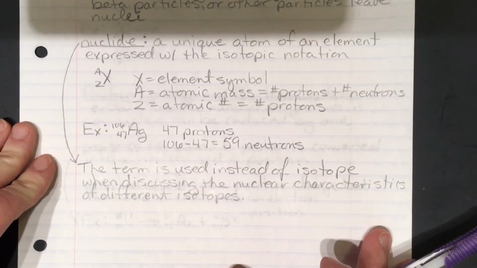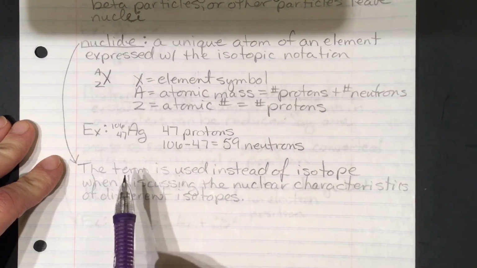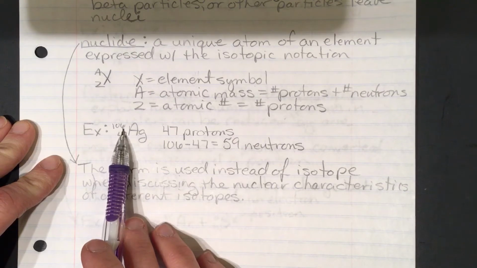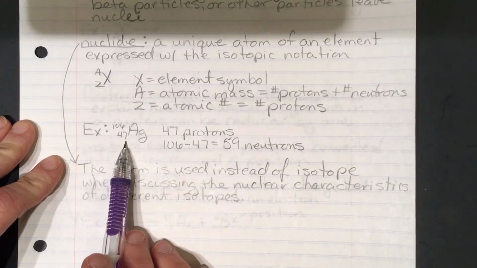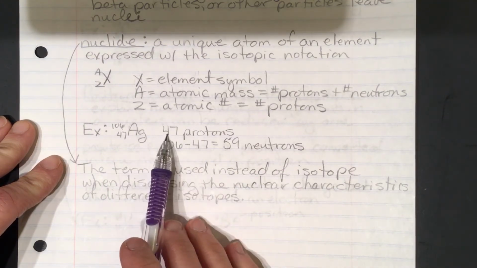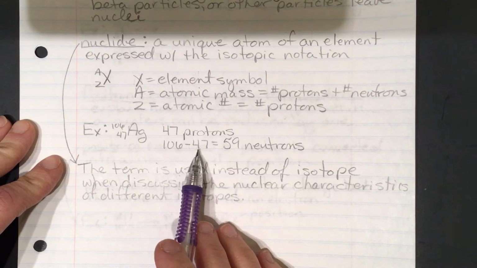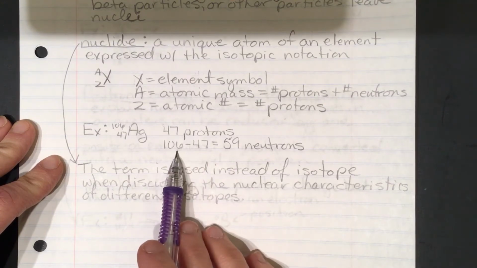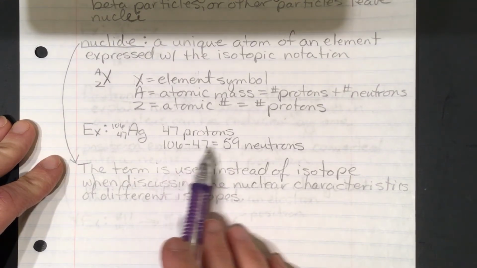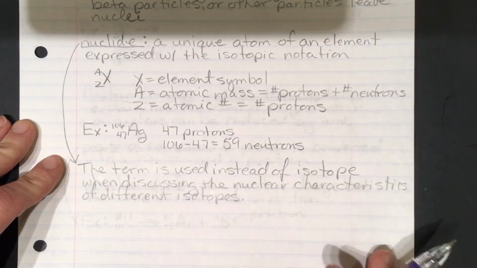So just a reminder, an example of this, if I have silver 106, 106 is the atomic mass, which is the number of protons plus the number of neutrons. 47 is the atomic number, which is the number of protons. So over here I wrote that silver has 47 protons. And if I wanted to find the number of neutrons, I would subtract the atomic number from the atomic mass and get 59 neutrons. So just a little reminder of how to do that.